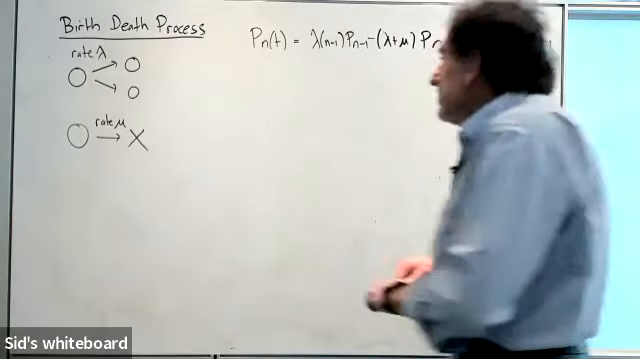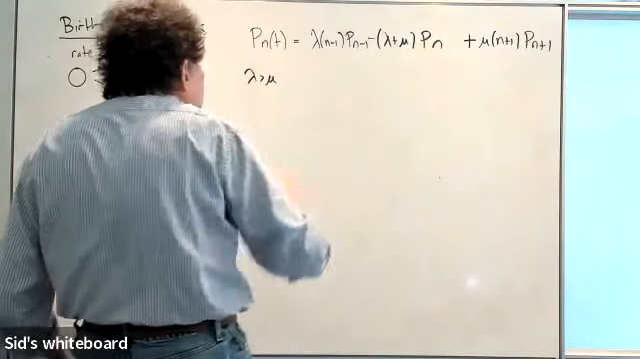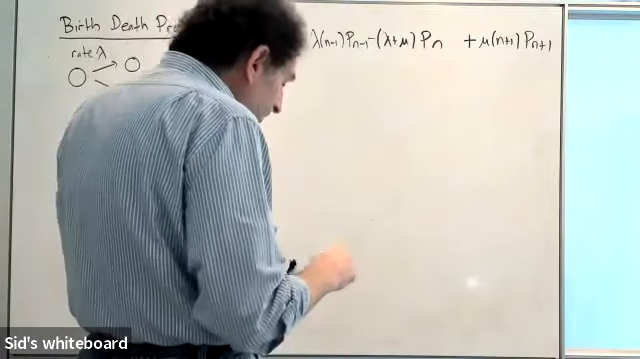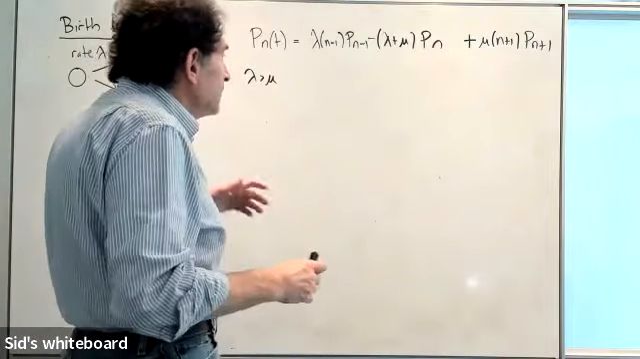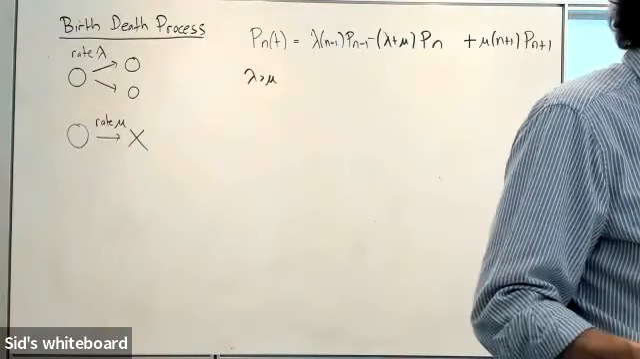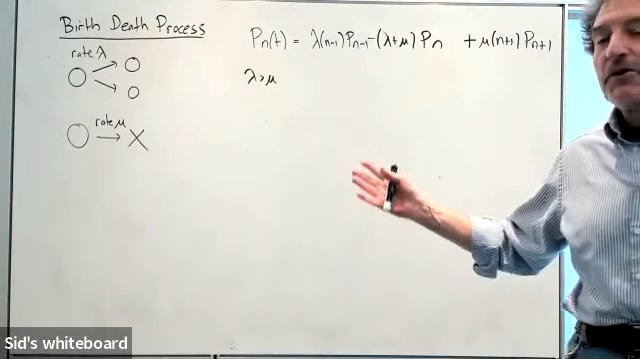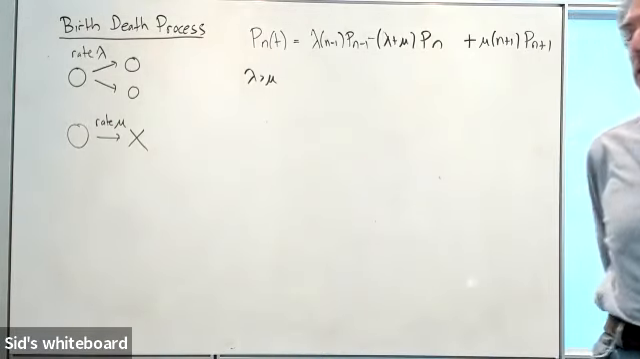Now, it turns out that if lambda is greater than mu, if I look at the equation for the average number of particles, it means that birth is winning out over death, and we're just going to have Malthusian growth. We're going to have exponential growth of the population, and the universe will be taken over by ourselves.